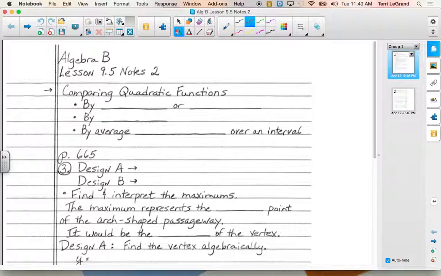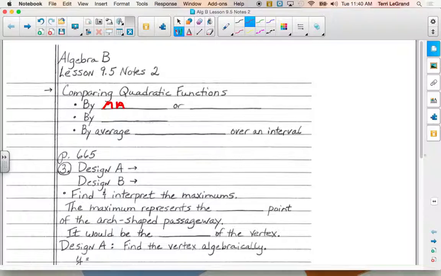So our first one was by maximums, because they're each going to have their own maximums or minimums. The second one was by x-intercepts. Anybody remember another name we gave x-intercepts when we were talking about them in the quadratic functions? Starts with the last letter of the alphabet. Also known as zeros, remember that?